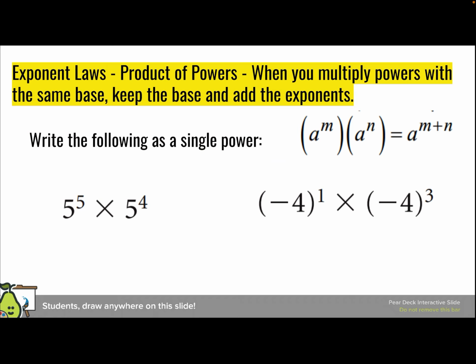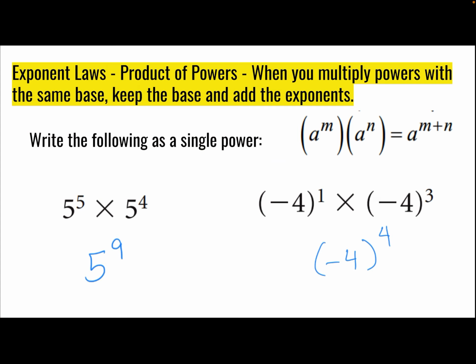So this is an opportunity for you to try some. You may want to pause the video, try these two questions, writing them as a single power and applying your product of powers. And then when you're ready, press play and I'll move to the next slide. Here we go. So 5 to the 5 times 5 to the 4. I keep the 5 as a base and I add the exponents 5 plus 4 and I get 9.